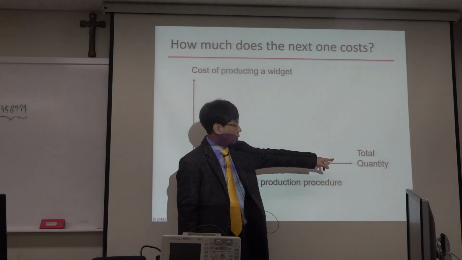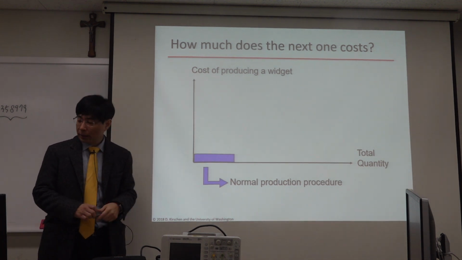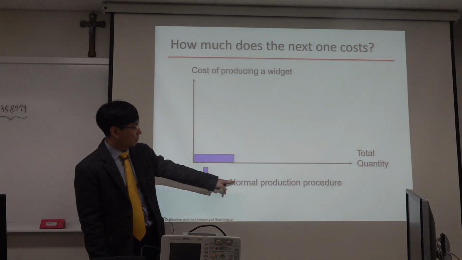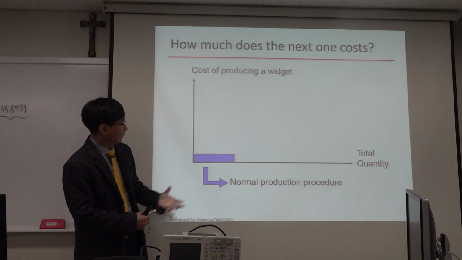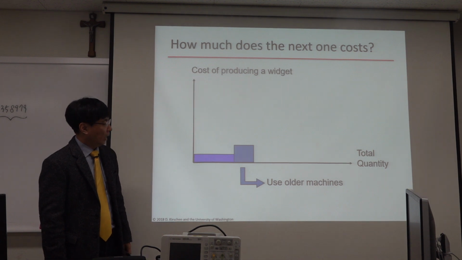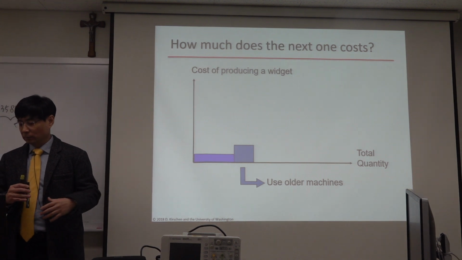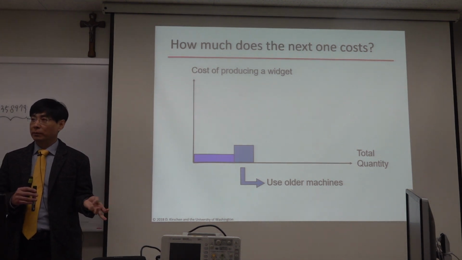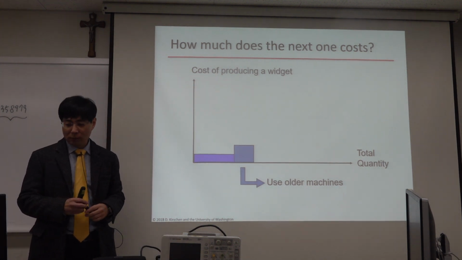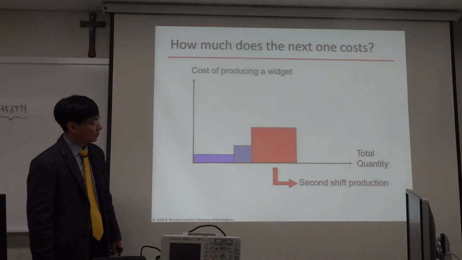So this is the quantity to produce, and this is the cost of producing a widget. I think this is an interesting animation. So normal production procedure. This is the unit of the production. This much cost occurs. And to produce more, you need to use all the machines that were not used before, because the demand increases. You need to produce more.